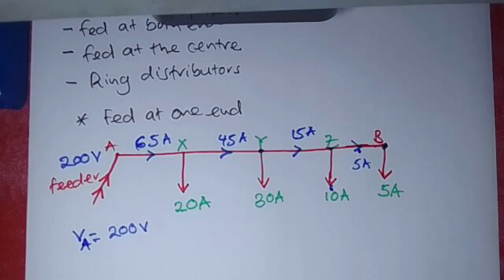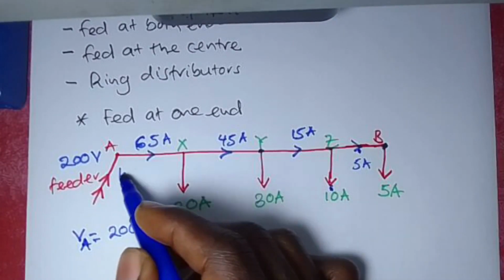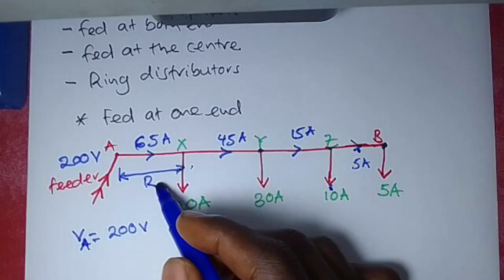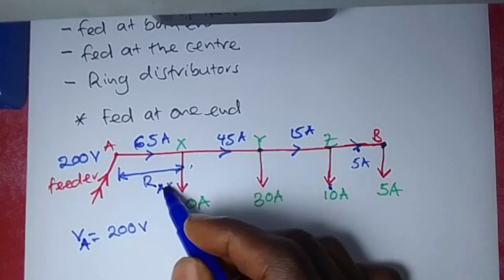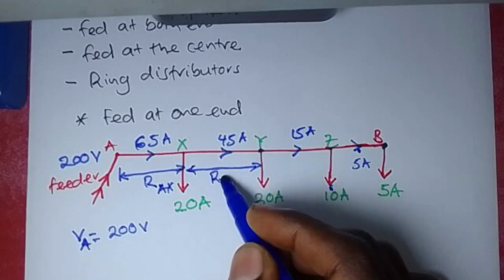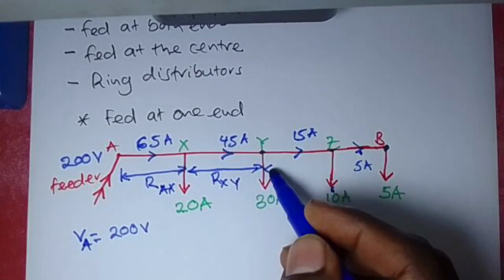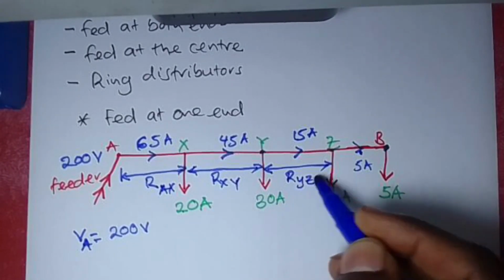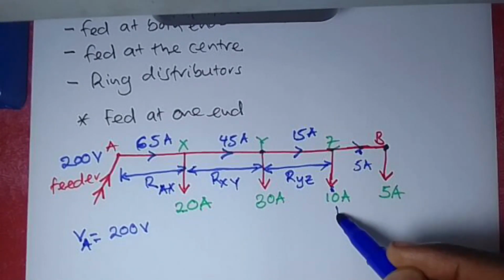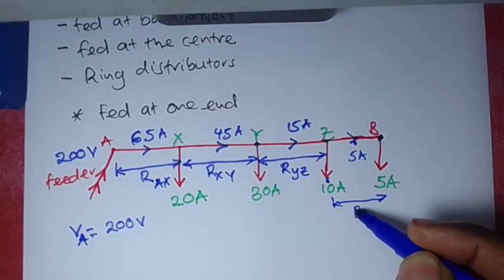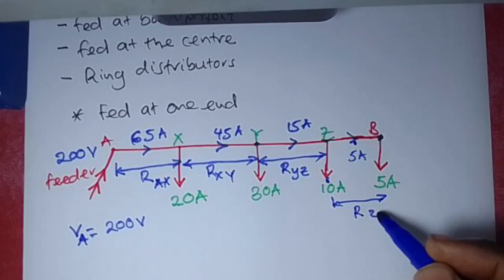So for example, if we have the resistance from this point to this point to be maybe R, I can call it RAX. Then from this point to this point I can call it RXY. Then from this point to this point I can call it RYZ, and similarly from this point to this point I can call it RZB.